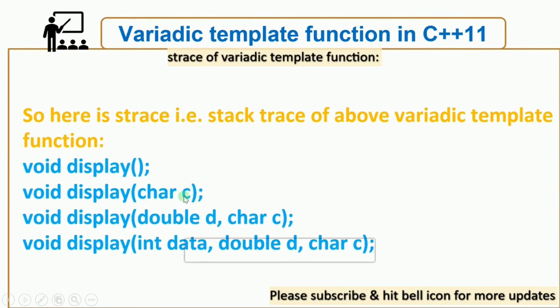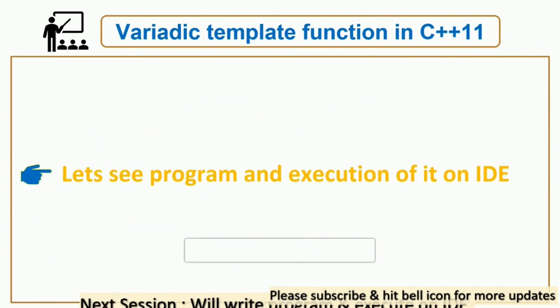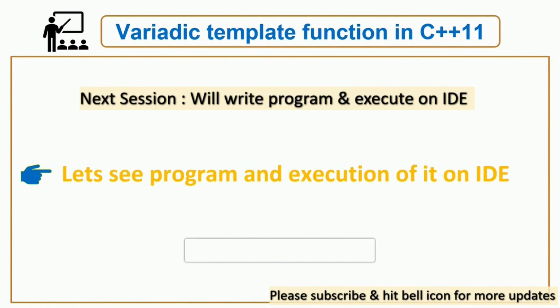Then in this display char C, it will display the first argument char C, and call display again but with no argument. So this display will be called, and then finally it will return back. This is how the trace is happening. This is how the compiler internally will deduce and finally give the output. Now let us see the program on the IDE and let us execute it.